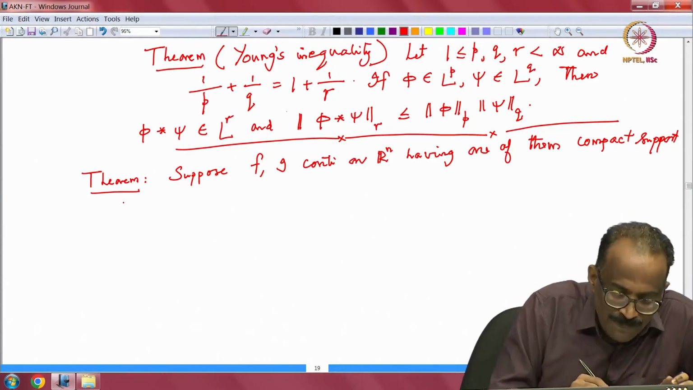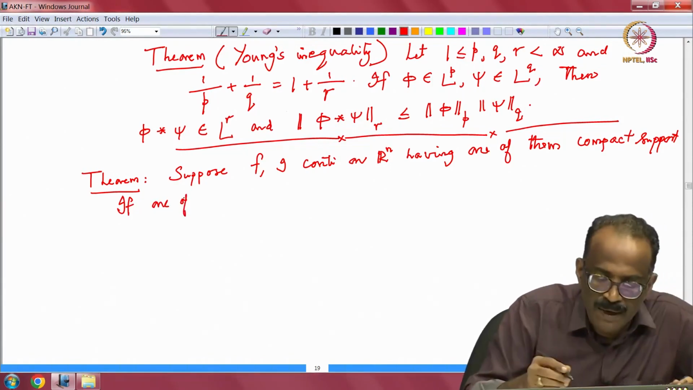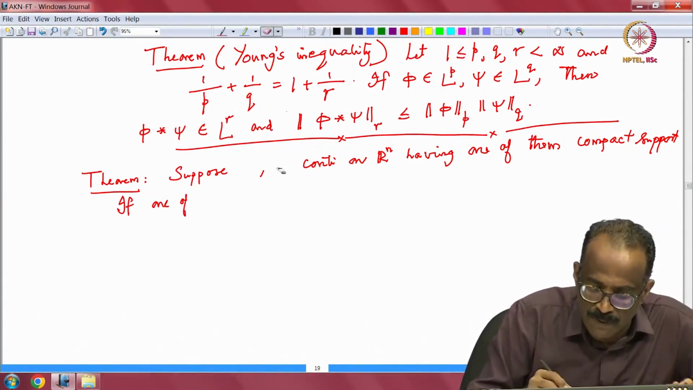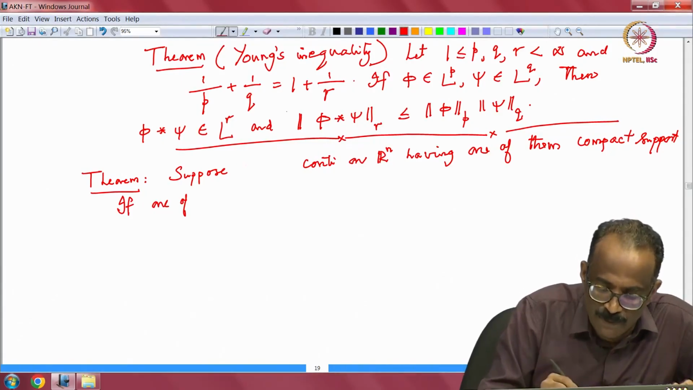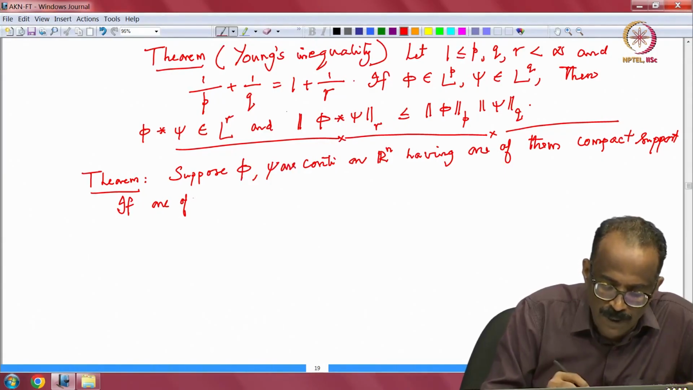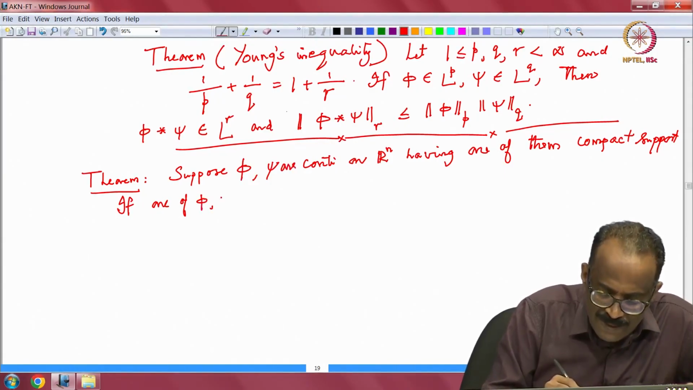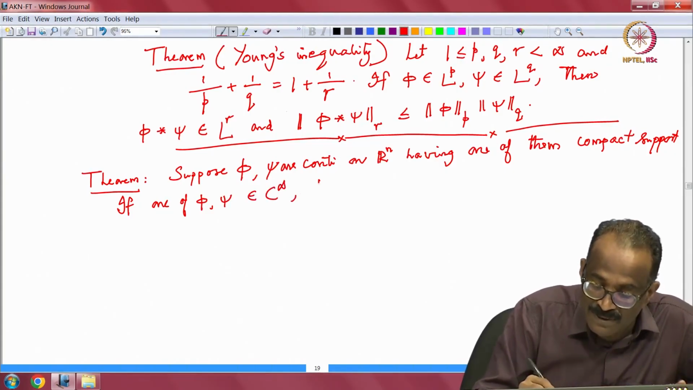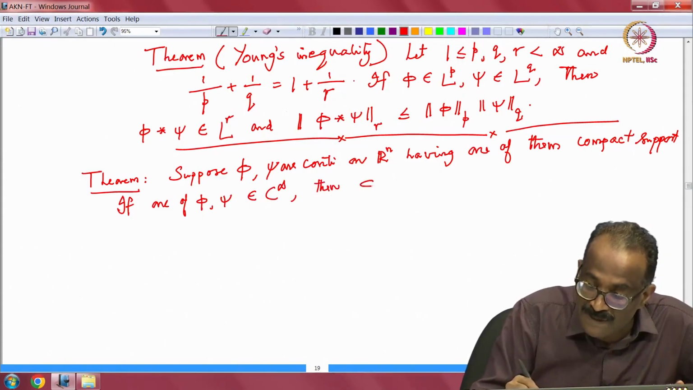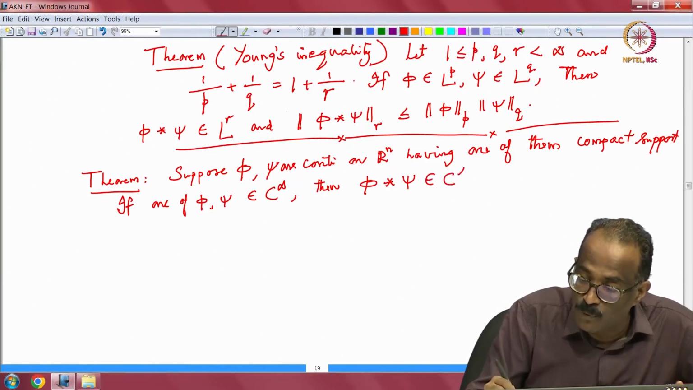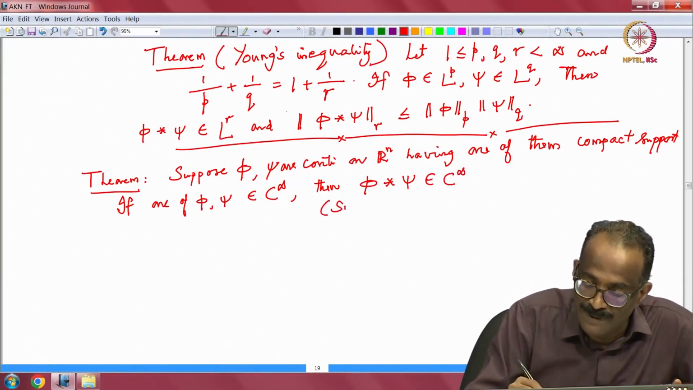If one of them, maybe I will use f and g all the time, phi and psi, because we are using that, phi, psi are continuous. If one of phi, psi, anything, both can be, is C infinity, then you see phi star psi is C infinity. So, it is smoothing, this is called the smoothing effect.